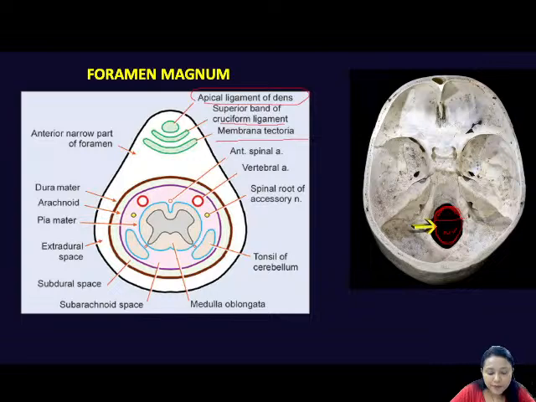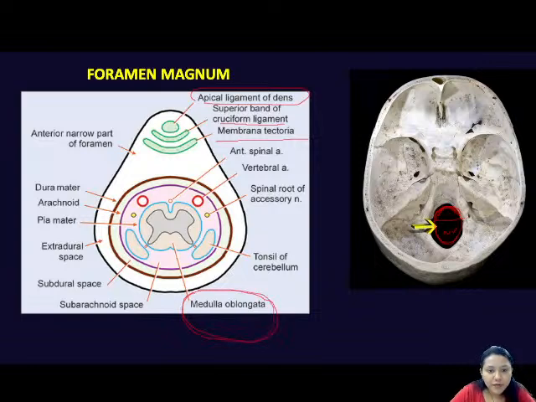Now in the posterior part, which is a larger part, you will have the lower part of the medulla oblongata. Never say spinal cord; the spinal cord is not emerging through the foramen magnum. You have to say the lower part of the medulla oblongata, along with the meninges, is emerging through the foramen magnum.